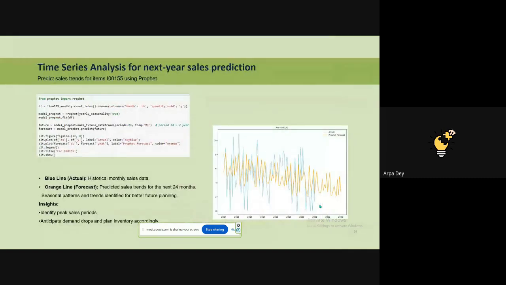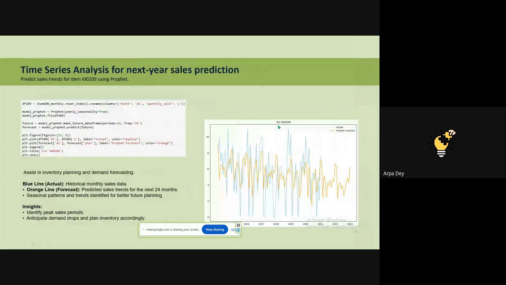For the time series analysis, I have used the Prophet model to run our prediction. For item 155, as we can see, I have predicted the sale trends for 2 years. As it is not performing that well, we have to plan accordingly to boost the sale of this product. But our item 209 is performing very well, as we can see in this chart.